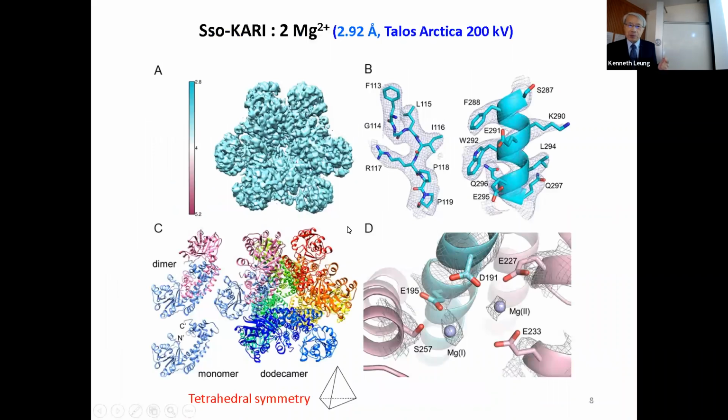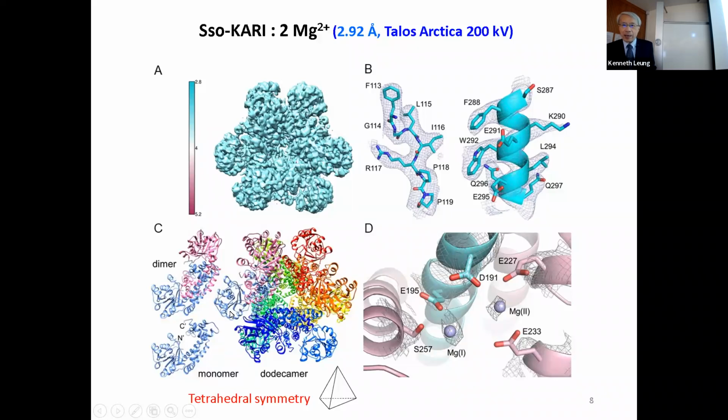So this was the first structure we solved in 2019 in Academia Sinica with our new instrument. This is a dodecamer, or 12mer. It is a hexamer of dimers, so there are 6 dimers. This is a dimer, and this is a monomer.